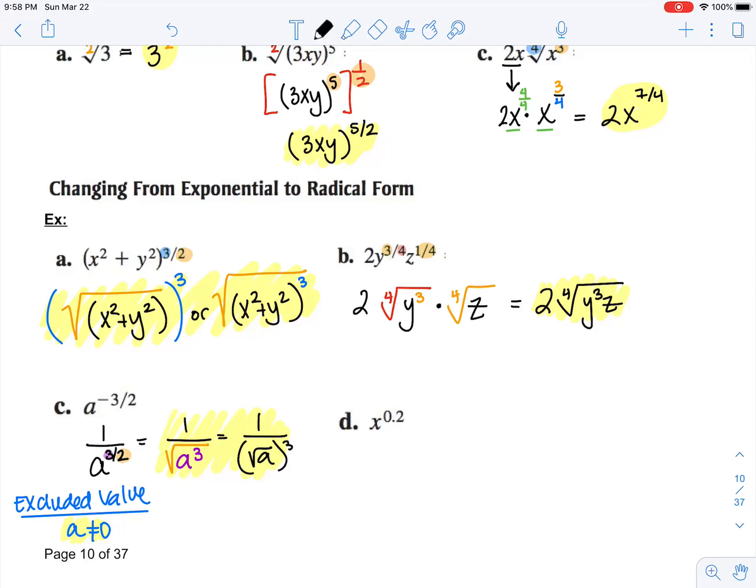Now in part D, we have x to the 2/10. Right? When you read that decimal out loud, you're reading it as a fraction. X to the 2/10, which is x to the 1/5 if we simplify. Remember, the 1/5 power means the 5th root of x.